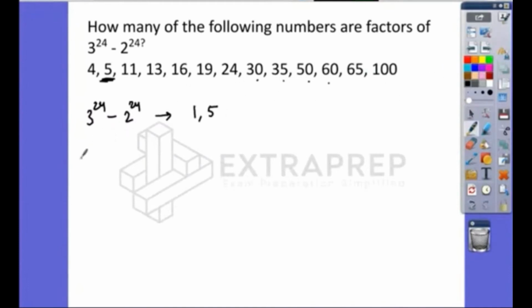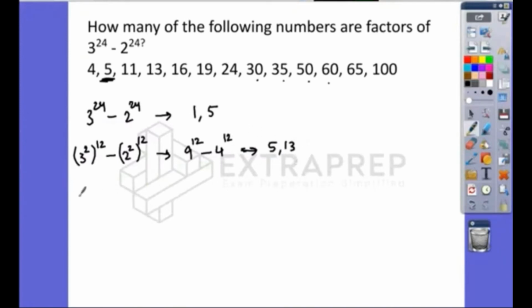So the different ways of representation are 3 square power 12 minus 2 square power 12. Can I write it like this? 3 power 24 minus 2 power 24 can be written as 3 square power 12 minus 2 square power 12, which will be equal to 9 power 12 minus 4 power 12. Now x power n minus y power n is divisible by x minus y and x plus y when n is an even natural number. 12 is even, right? So it should be divisible by 13 also. It's divisible by 5, it's divisible by 13.